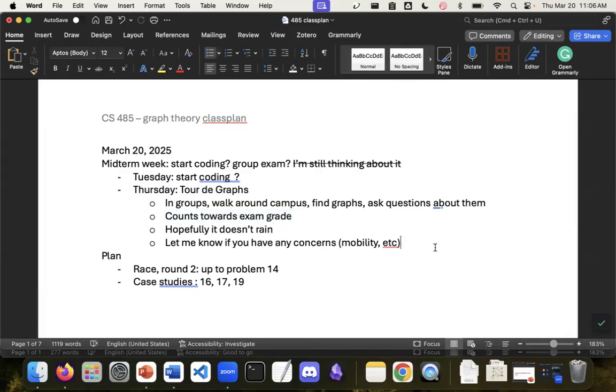Hopefully it doesn't rain that day, fingers crossed. And since you're walking around, let me know if you have any concerns, like if your foot hurts or something like that. So that's the plan. On Tuesday, we'll probably look at a little bit of coding, and then we'll get into that more in earnest after we come back from spring break.